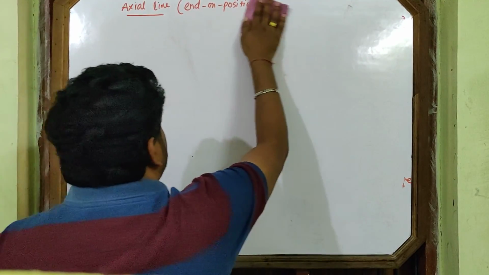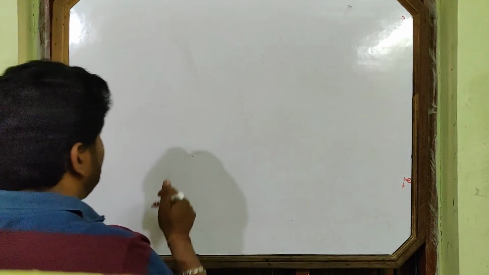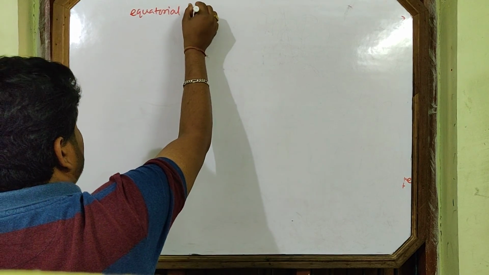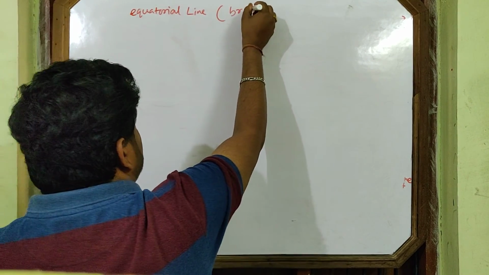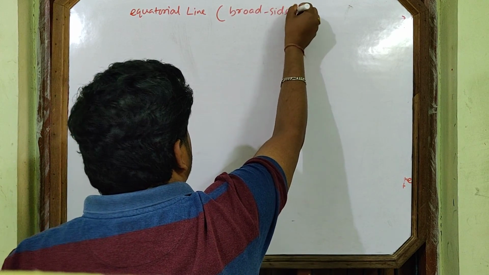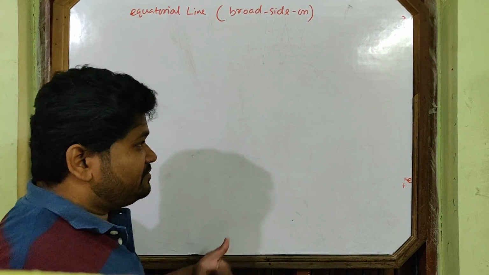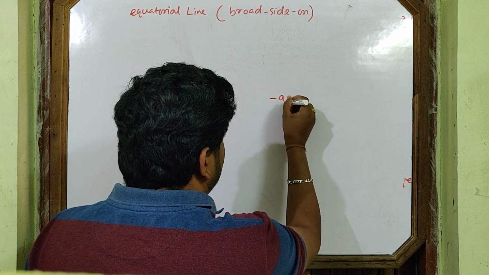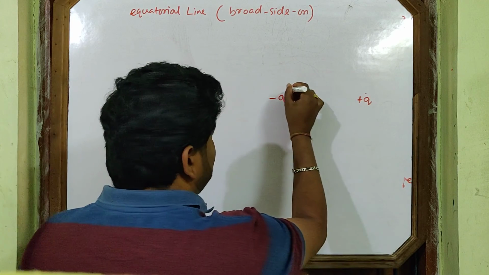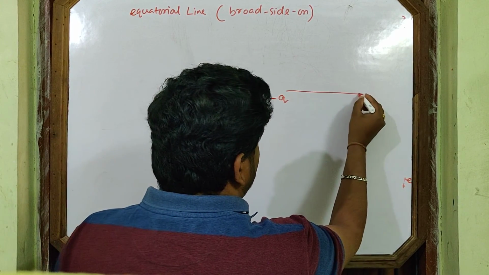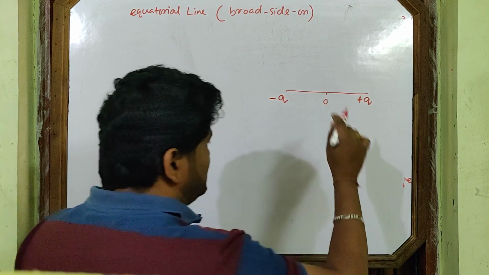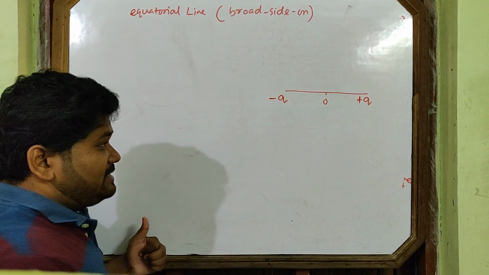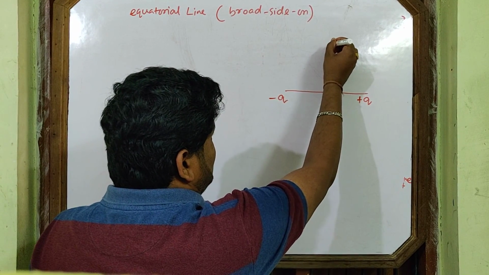Next is the equatorial line. We will find the intensity at any point on the equatorial line, which is also called broadside on position. Remember this one. Any point on the equatorial line, minus q, plus q. This is the total distance 2L. In the middle there is the center of the dipole. This line is called the axial line, I have told you. But what is the equatorial line? This line is called the equatorial line.